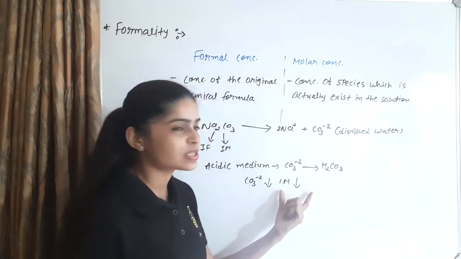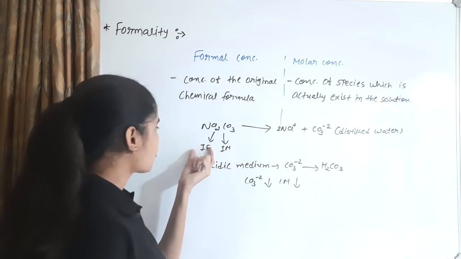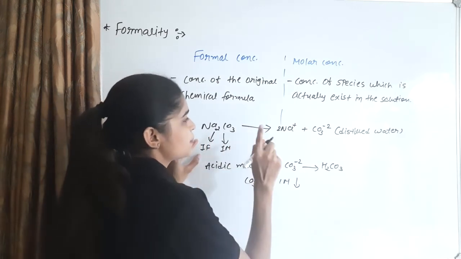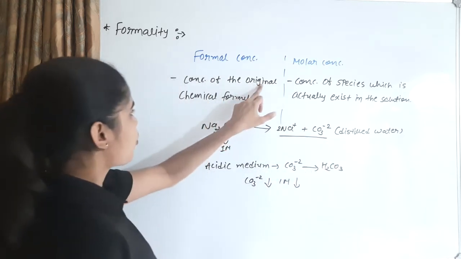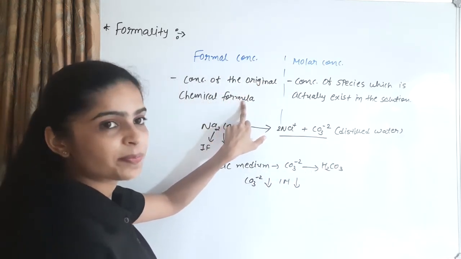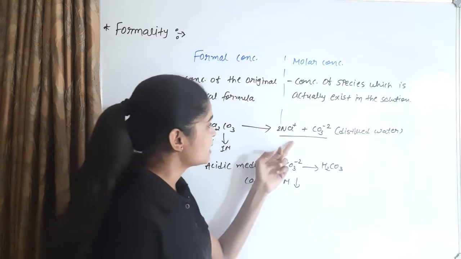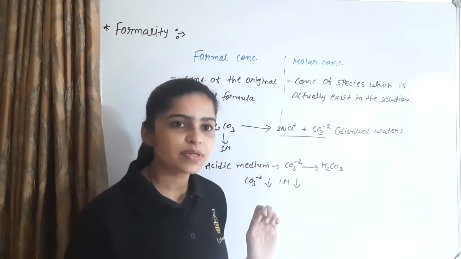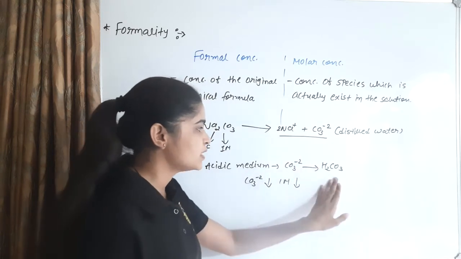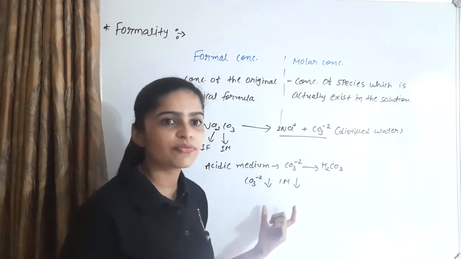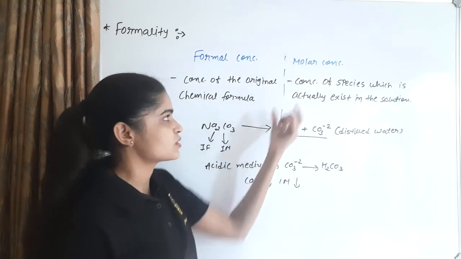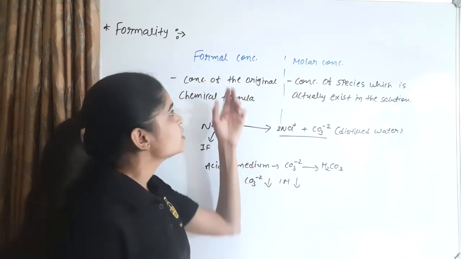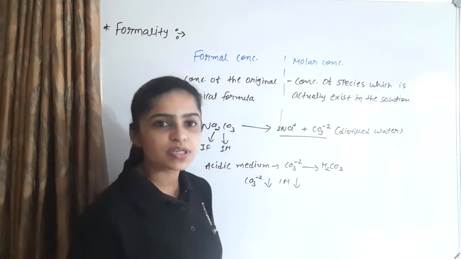Meaning the molar concentration decreased. But the formal concentration is unchanged, because formal depends only on the original chemical formula. The original chemical formula is Na plus and CO3 minus 2. But in the presence of an acidic medium, CO3 minus 2 is converted into H2CO3. So it affects only the molar concentration, not the formal concentration. That is the main difference between formal concentration and molar concentration.